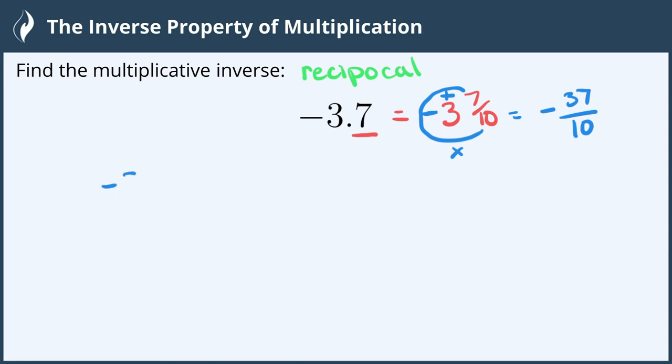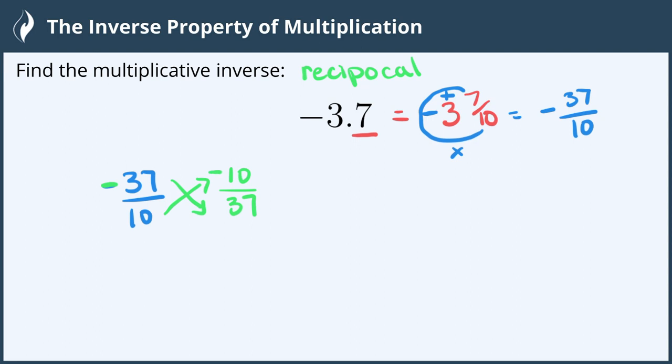The reciprocal of -37/10 takes the denominator and makes it the numerator, and takes the numerator and makes it the denominator. And the sign stays the same. As it is negative here, it will be negative here.